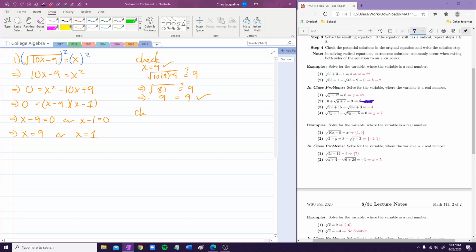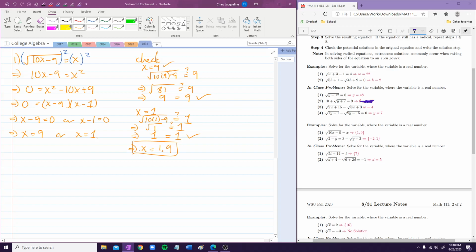Now we have to check x is equal to 1. So we have the square root of 10 times 1 minus 9. Does this equal 1? Right? So I have 10 times 1, which is 10. 10 minus 9 is 1. The square root of 1 is 1, because 1 squared is equal to 1. Since 1 is equal to 1, this is also a solution. So what does that tell us? That tells us x equal to 1 and 9 is a solution.